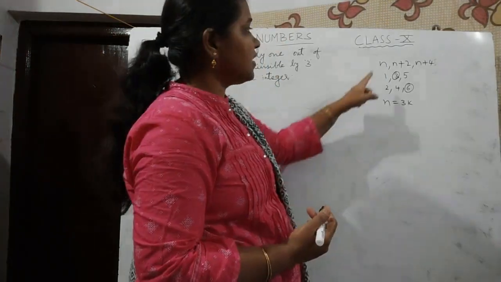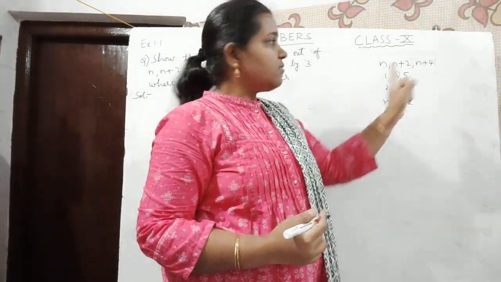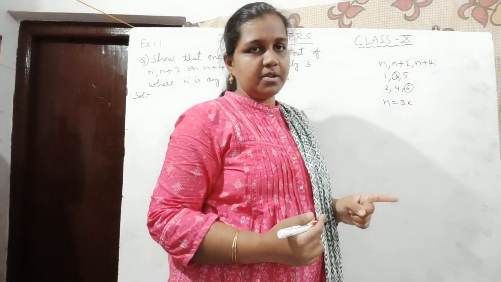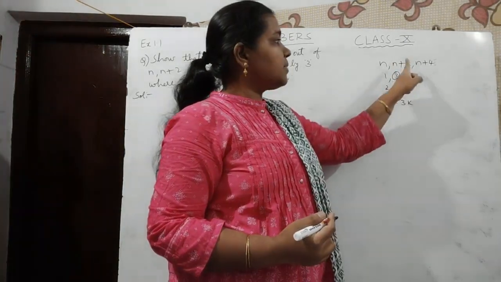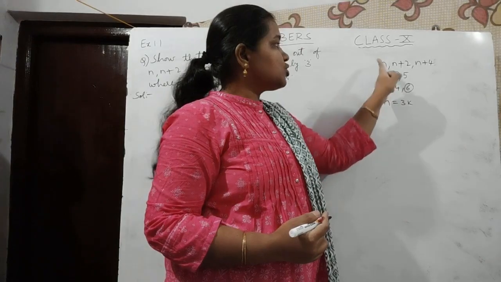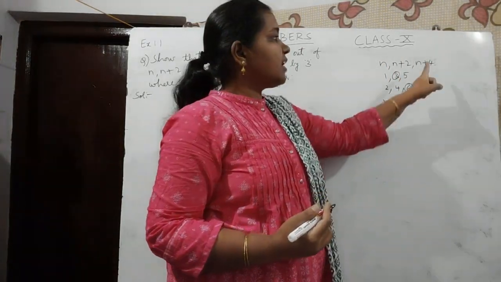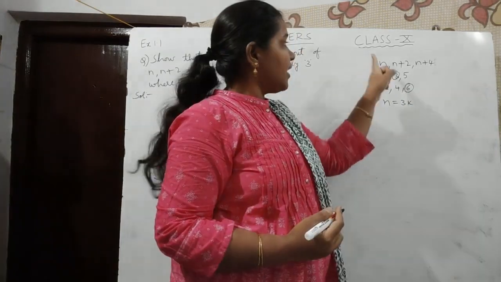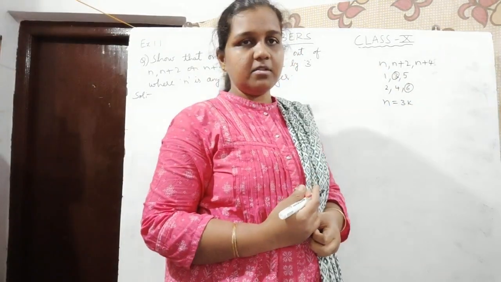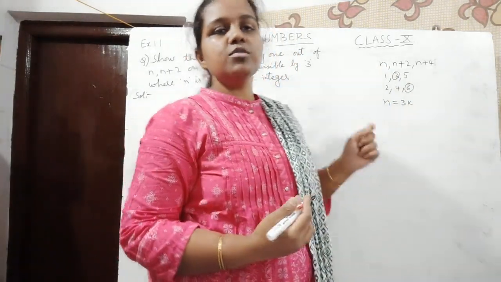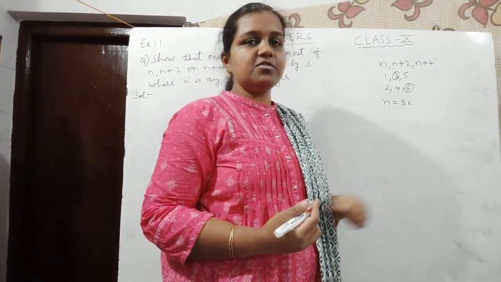In the first case we will take that n is divisible by 3, then we will show that these two are not divisible. In the second case we take n plus 2 divisible, and we will show that n and n plus 4 are not divisible. In the third case, we take n plus 4 divisible and show that n and n plus 2 are not divisible. When showing this, we will use Euclid's division lemma.